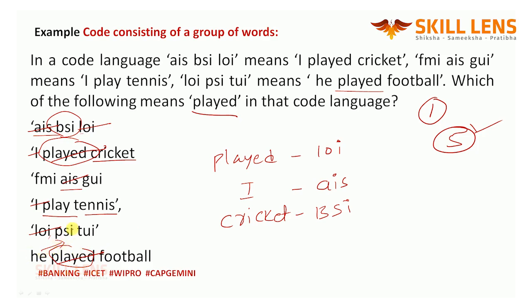He may take PSI, he may take TUI. Football may be PSI, football may be TUI. We don't know. So directly don't say AIS means I, BSI means played, LOI means cricket. No, that's not the case. So I can say for this particular question, played means LOI. But if somebody asks you the code for football, I don't know. So the answer is: cannot be determined.